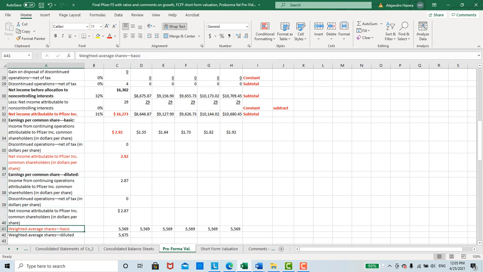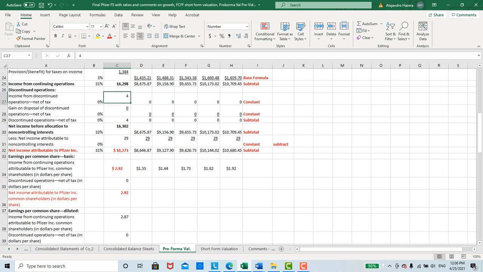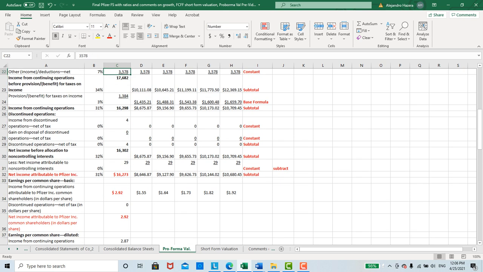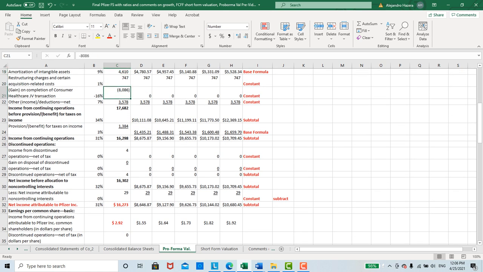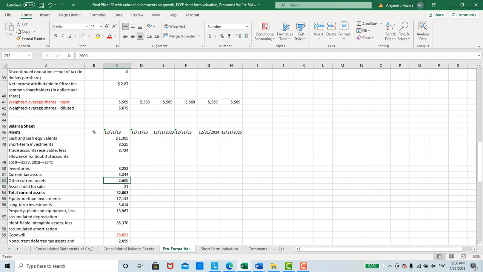Okay, and a lot of this is your judgment. Is something related to sales or not? If so, use the base formula. If not, either hold it constant or subtotal. Okay, then you've got your weighted average basic shares, and in this case, your income statement shows that your earnings per share went down by a large amount, and that's kind of strange, but that was because they had that one-time gain right there, 0.86. Okay, now we're going to do the balance sheet, and the balance sheet is going to be very similar.